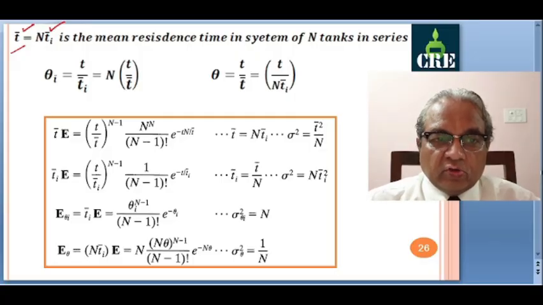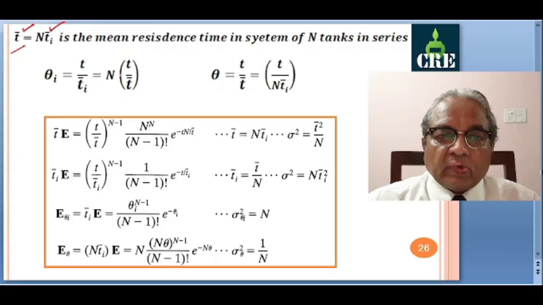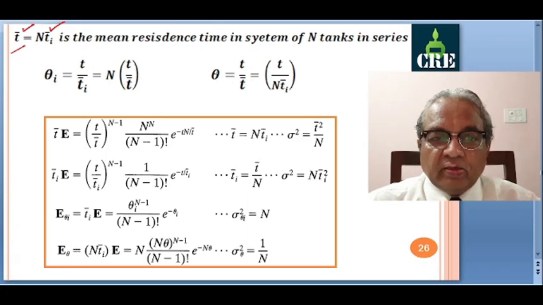This we have defined. So this dimensionless time theta is T by Ti bar. Okay. Ti bar is nothing but T bar by n. So this Ti bar is written as T bar by n. So we can write it as n times T by T bar. That means theta i is equal to n times theta. Similarly, theta, if I want to write down, this is T by T bar, and T by T bar is n times Ti, n times Ti.